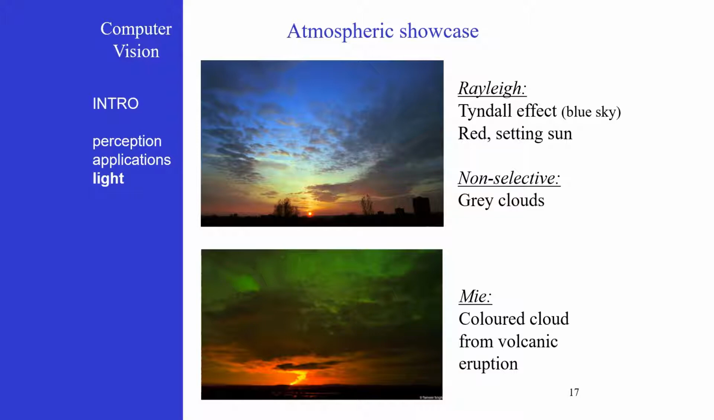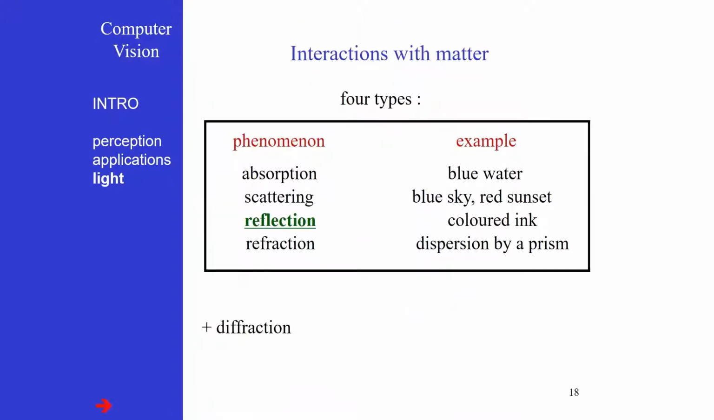The bottom is an example where we have this volcanic eruption, where you indeed see even greenish light appear. Very weird effect. Note that on top again, you also see some clouds, and these are an example of non-selective scattering, so no coloration actually. Okay, so much for the scattering part. Let's now go to reflection, in fact the effect we are mainly interested in here.